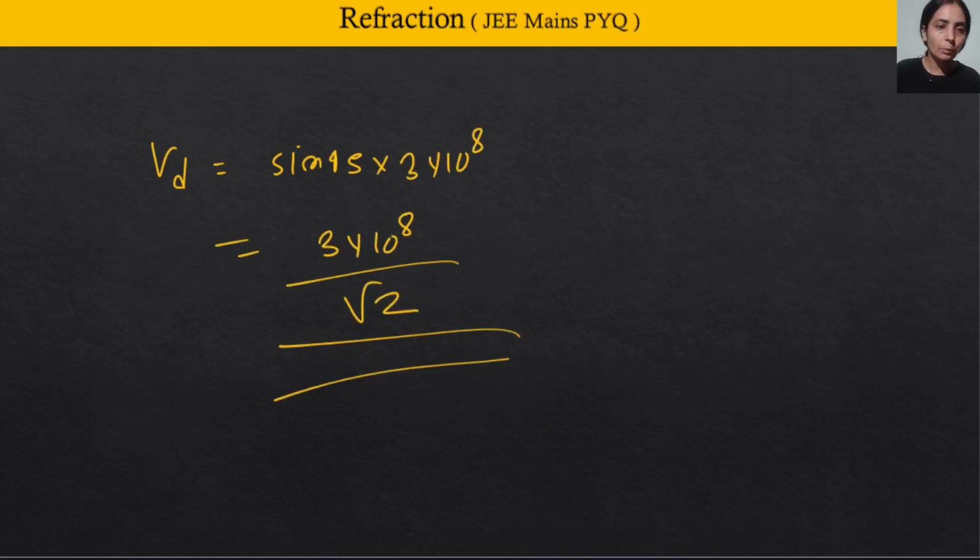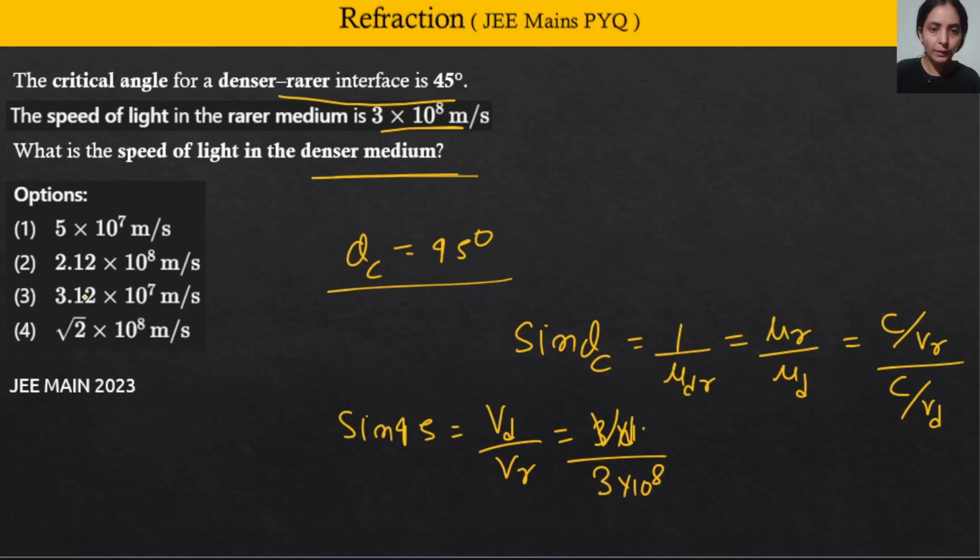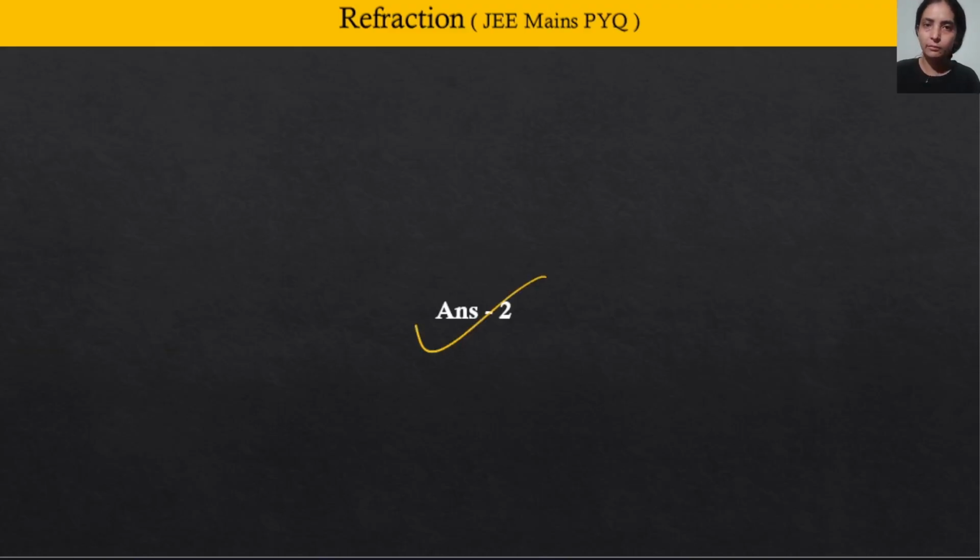Right? So let us look closely at the options. 2.125 root 2. Yes, this will be near about this, right? Because 3 by root 2, it will be near about this one. Okay, so the correct option should be the second. You have got it, right?